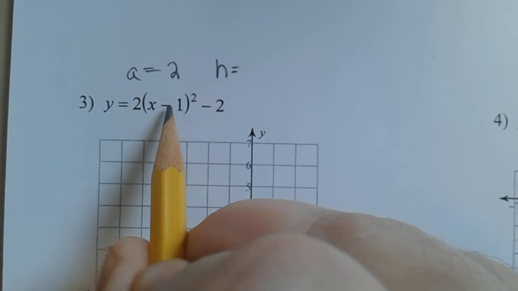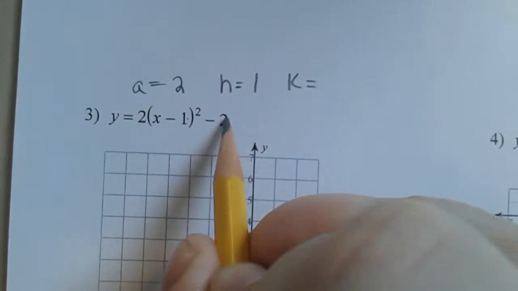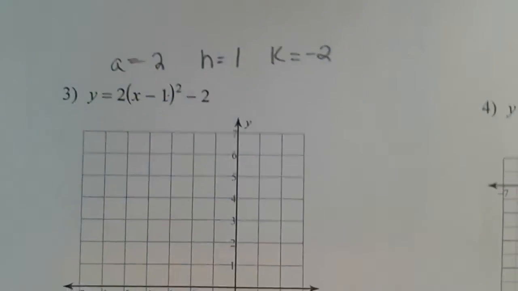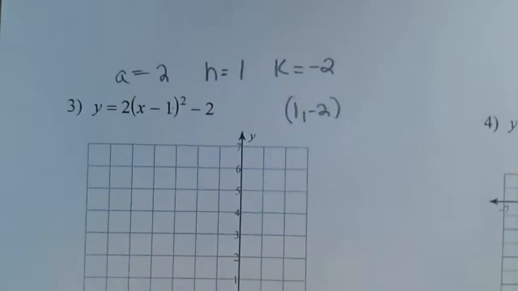Switch the h, keep the k. So I see a -1, so h is +1. Keep the sign of the k, which is -2, so we want to keep that as a -2. So the vertex is at (+1, -2).